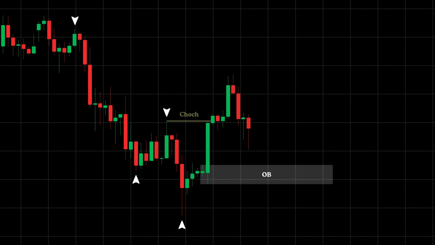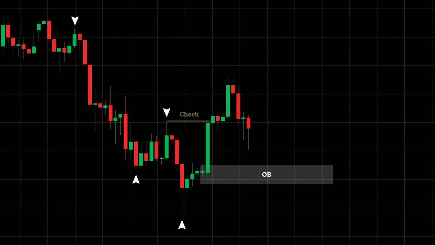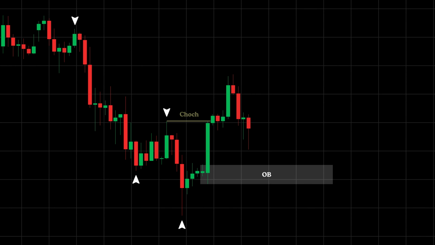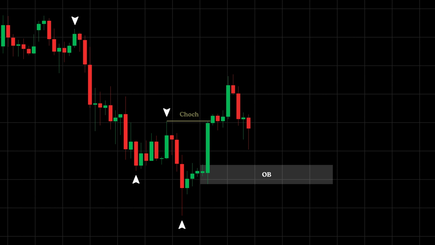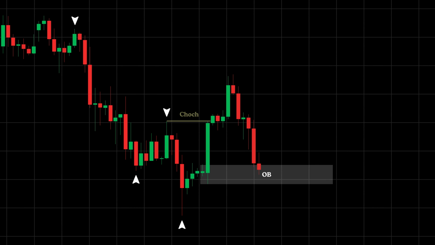Now, let's return to the 1-hour chart. On this chart, we still have another unmitigated order block zone below. If price drops into this zone, we will once again zoom into the lower time frame to search for an entry signal. Let's see how price develops next.